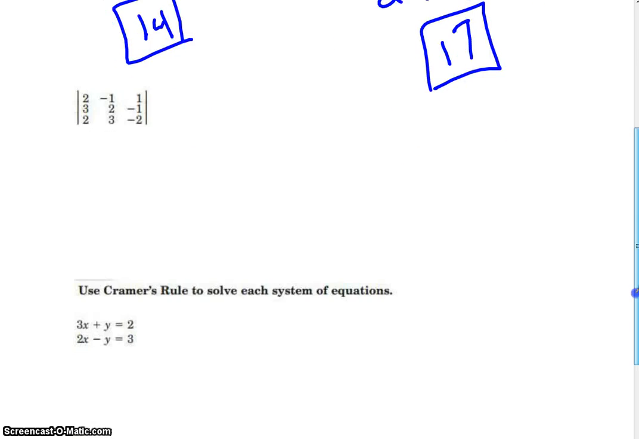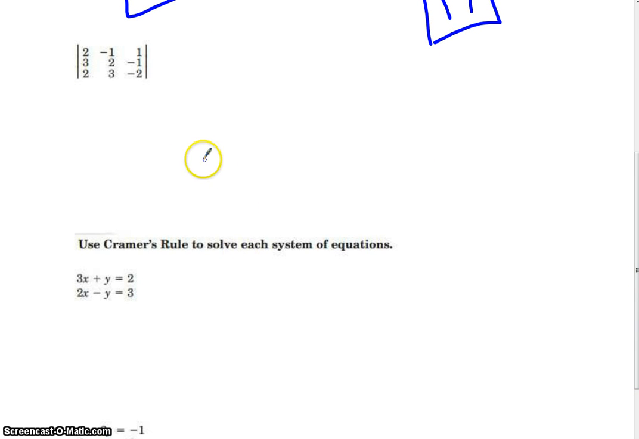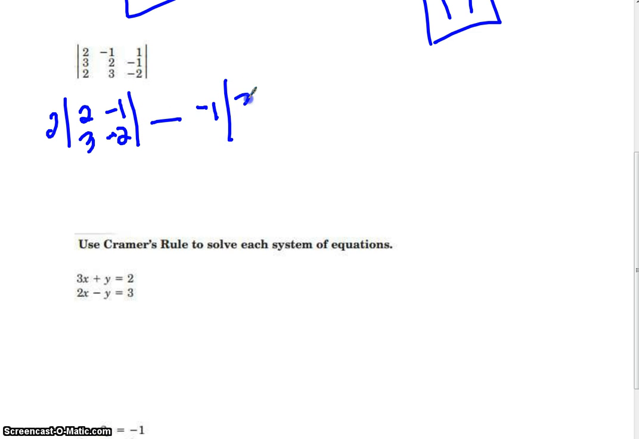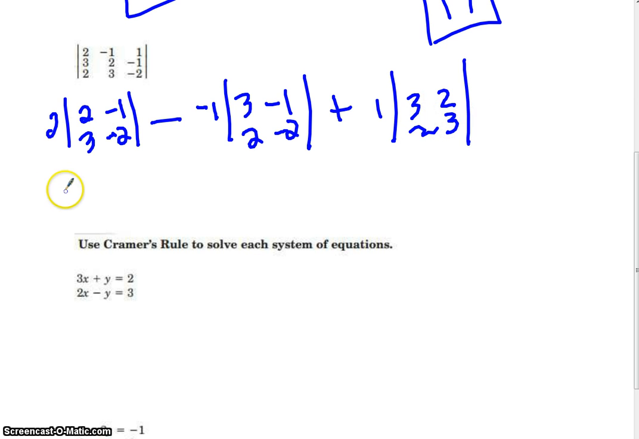It gets a little more confusing when you have a 3 by 3. You're going to take 2 times the determinant of 2, negative 1, 3, negative 2, minus, you're going to say negative 1 times the determinant of 3, negative 1, 2, negative 2, plus, you're going to say 1 times the determinant of 3, 2, 2, 3. So this becomes 2 times negative 4 minus negative 3, so we have a negative 1.